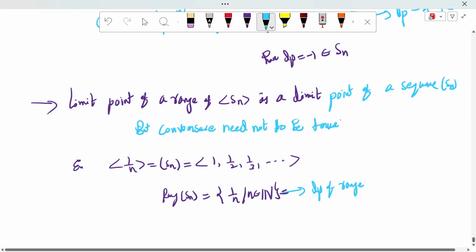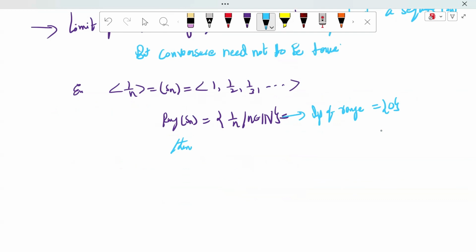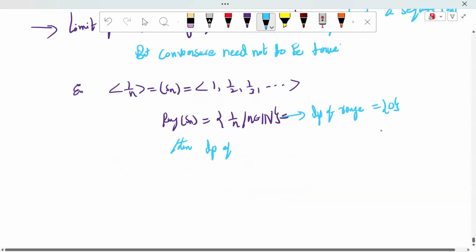What will be the limit point of the range, sir? It is 0, the limit as n approaches infinity. Then since the limit of the range is 0, this 0 is the limit point of the sequence Sn also. 0 is also the limit point of the sequence.